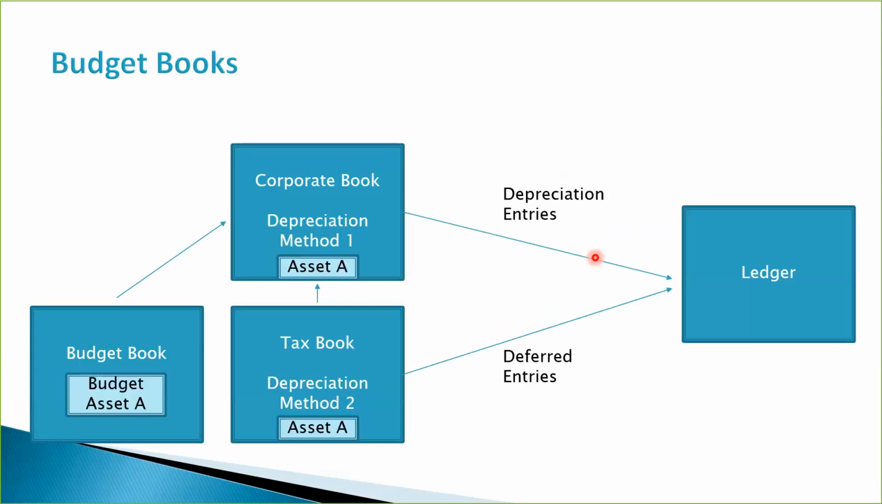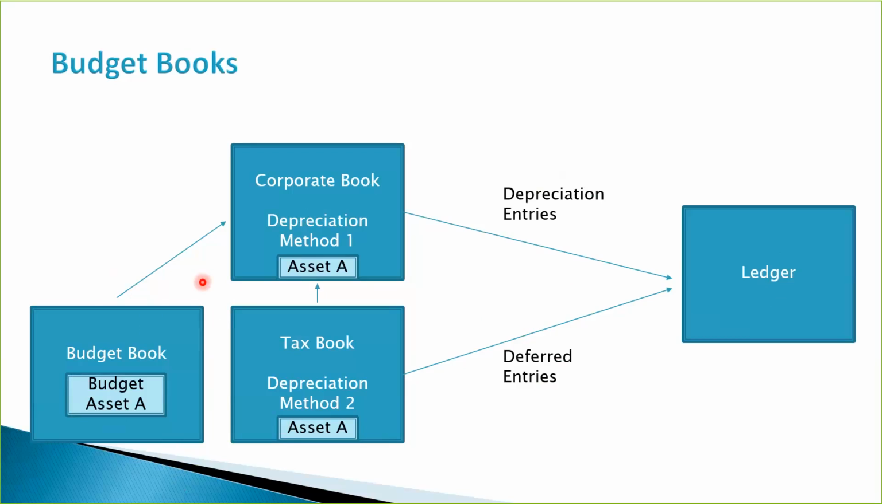So the budget book and the tax book are linked to your corporate book. The tax book is also linked to your ledger. The budget book, however, is not linked to your ledger because there are no entries being sent to your ledger, right? The other thing to mention is that you can have multiple of each of these other two books. So you can have more than one tax book linked to your corporate book, all right, with maybe different depreciation methods in each of those tax books. You can also have multiple budget books linked to your corporate book, all right.